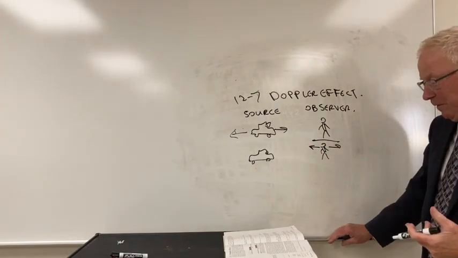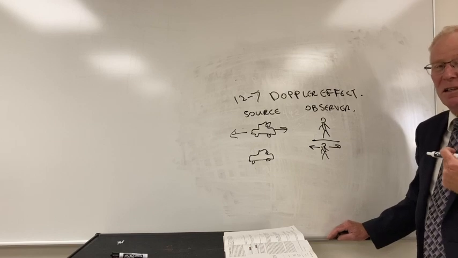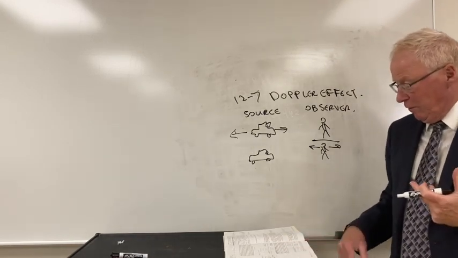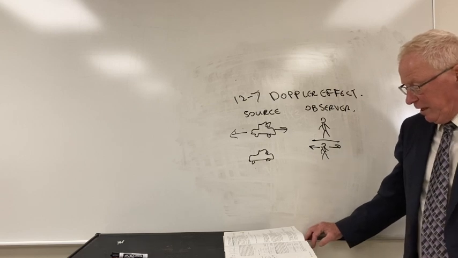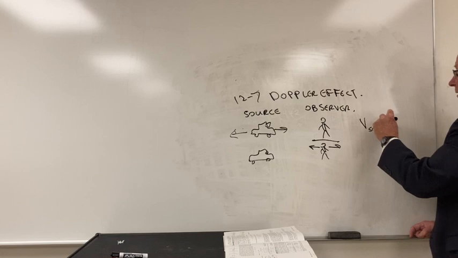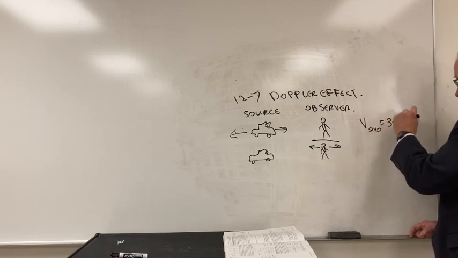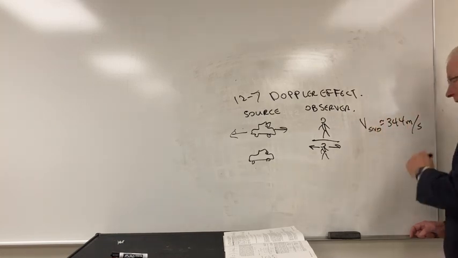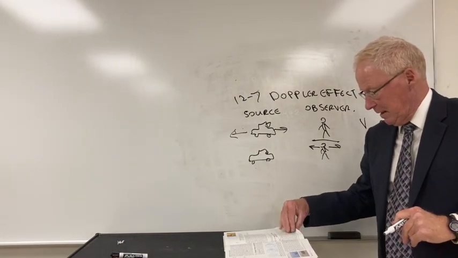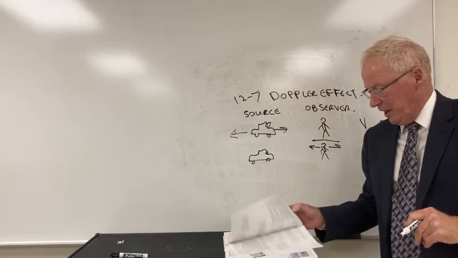So you have the Doppler effect and the formulas from section 12.7, which I went over, the equations for doing that. And again, this is all based on the speed of sound being about 344 meters per second. All right. That's all I'm doing for chapter 12.